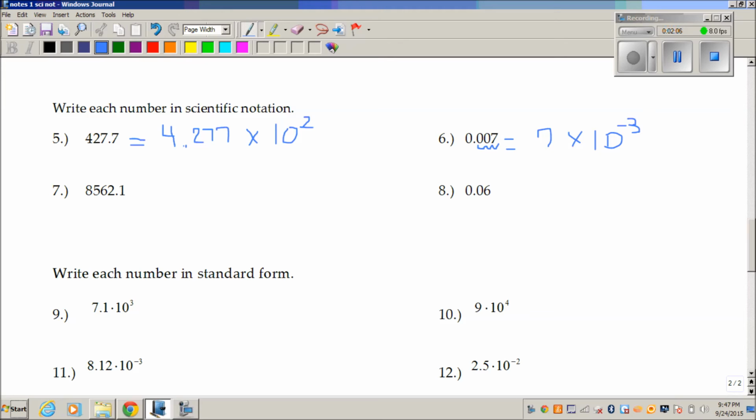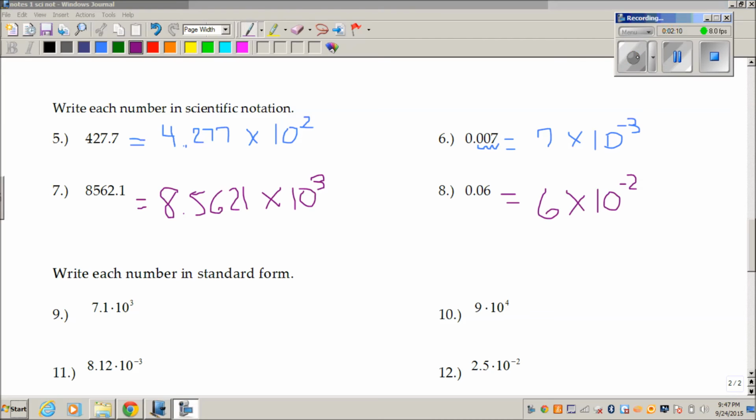So pause it now and try doing the same for 7 and 8. Okay, so take a moment to check your answers.